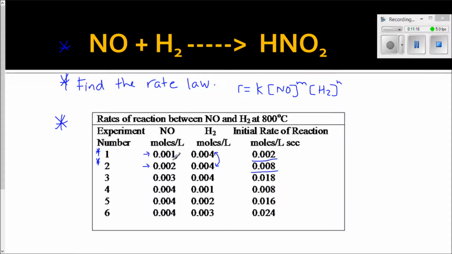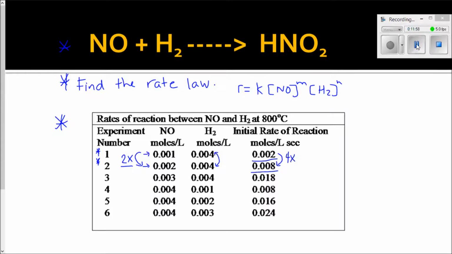So what's the difference between experiment 1 and 2? Well, the only difference is that we have doubled the concentration of NO. When we go from 1 to 2, we have multiplied the concentration of NO times 2. Okay? And what has happened to our rate? When we go from 0.002 to 0.008, you just divide the 2. So 0.002 divided by 0.001 is 2 times. Well, we do the same way. 0.008 divided by 0.002 is 4 times. So therefore, the rate has quadrupled when the concentration of NO has doubled and H2 is constant.